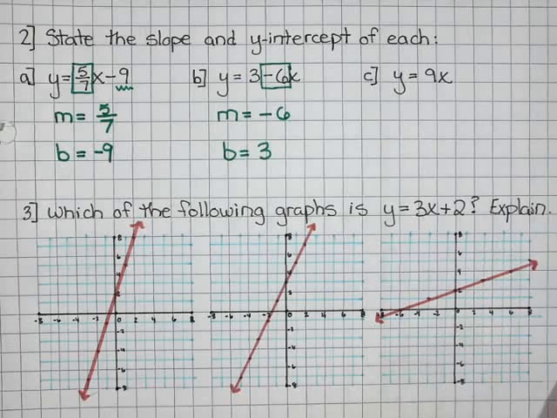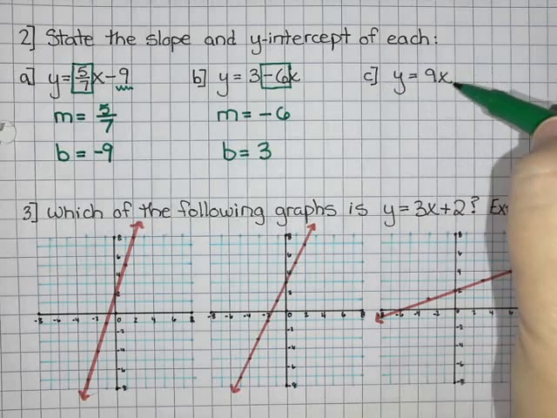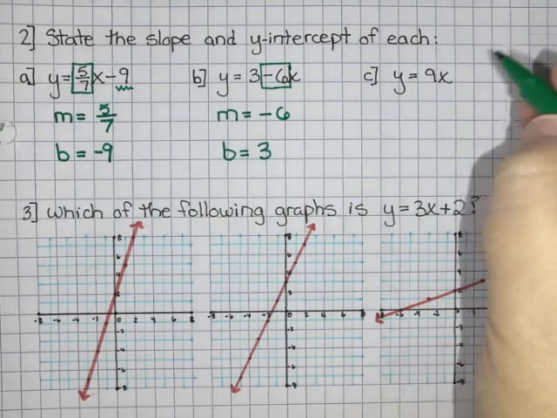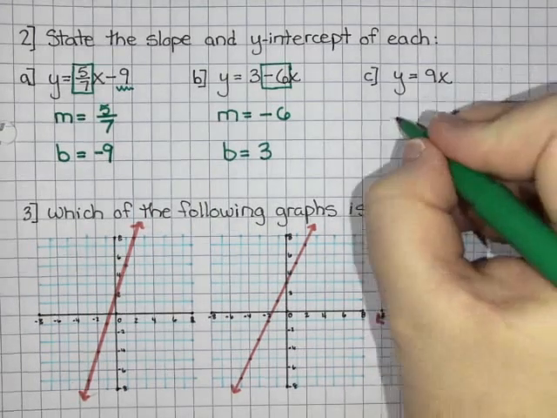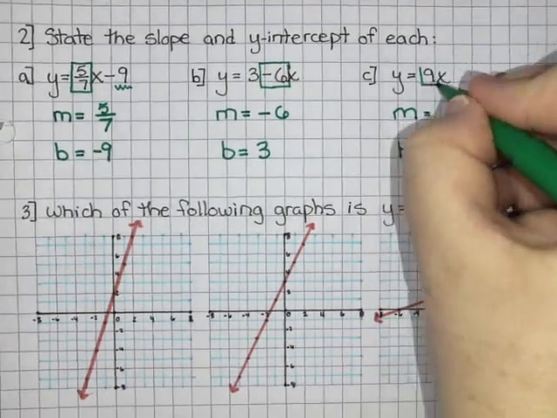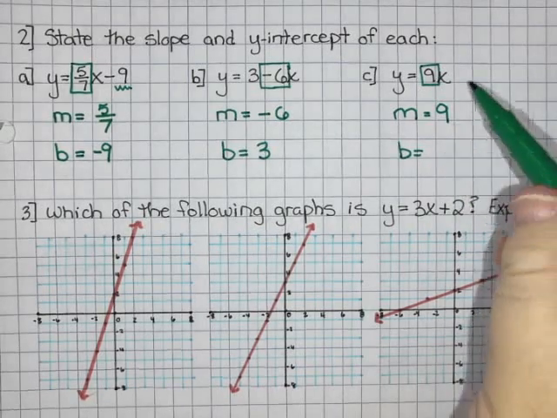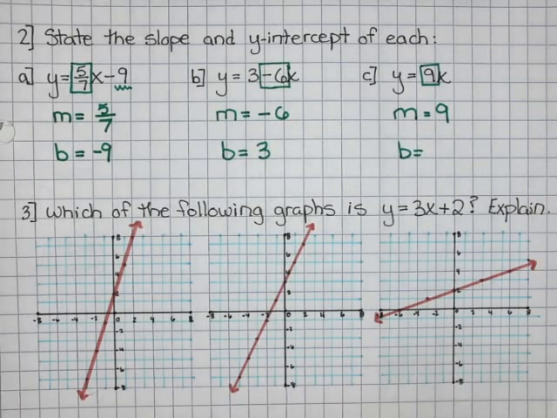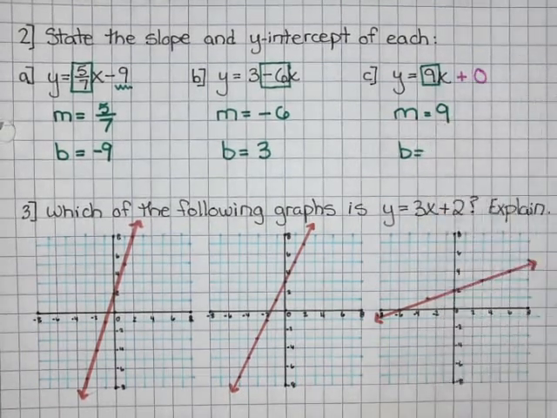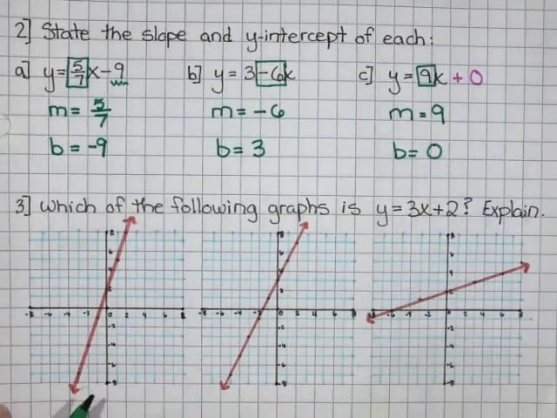Now our last example, I have y equals 9x. If I'm taking a look at y equals 9x, I notice that it doesn't have two parts, it only has one part, but it does have the part next to the x, which means that 9 is actually the slope because it's next to the x. Now what about the y-intercept? Well, there isn't anything else here. So there is an invisible 0 because there's nothing there, which means the y-intercept of this would actually be 0.